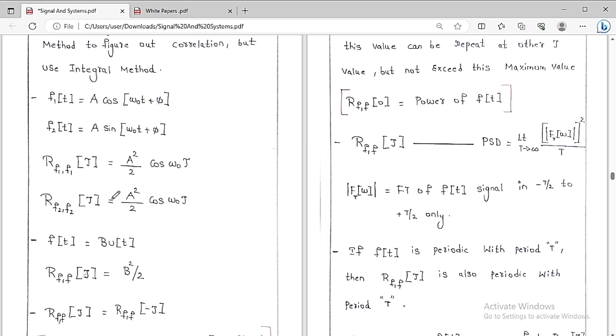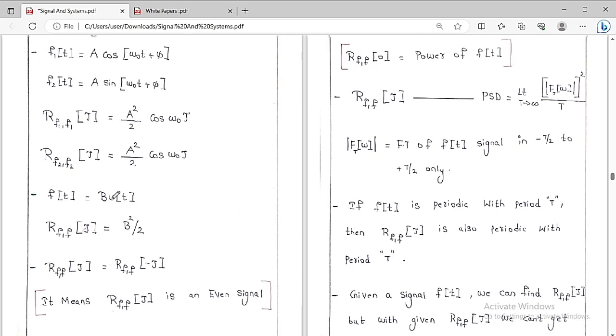So basically, if the function is A cos(omega naught t plus phi) or A sin(omega naught t plus phi), finally you are going to get the autocorrelation equal to A square by 2 into cos of omega naught tau. This one you always have to keep in your mind. So let me go to another function.